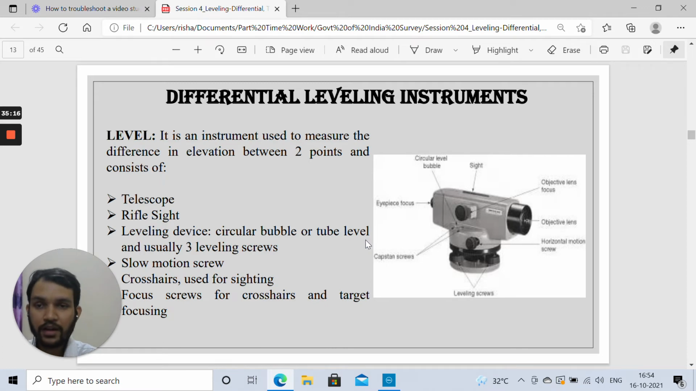How we can do this is, see, the instrument that is there, what are its components? Firstly, I will tell you. You can see there is an objective lens. This is the lens through which you will be looking. At the back portion of the auto level or the level, whichever it is, there is an eyepiece focus. This is the eyepiece through which you will be looking with your eye. With one eye closed you will try to look through this. Here is the focusing knob. This is the objective lens focus.